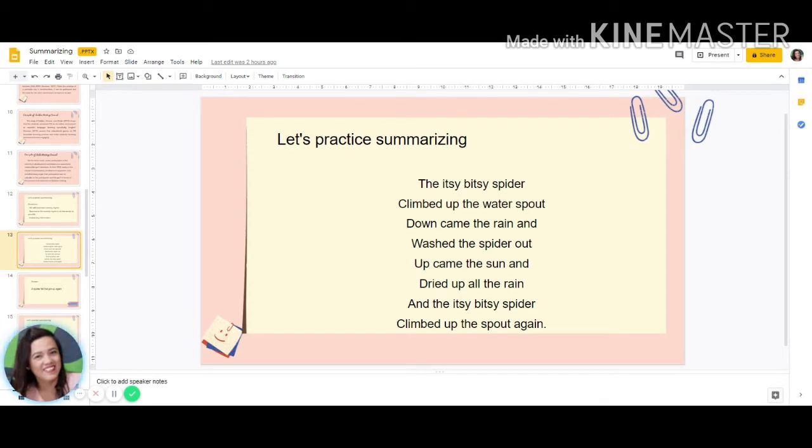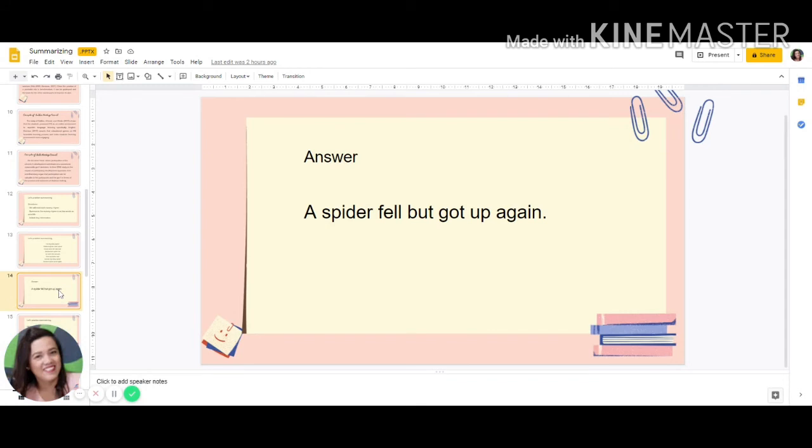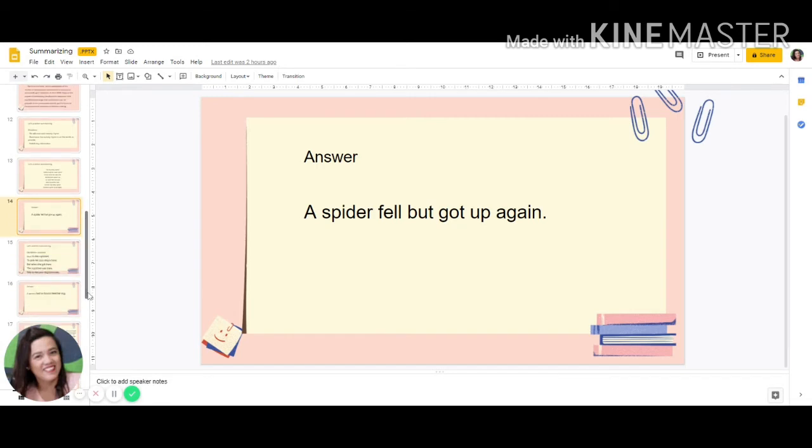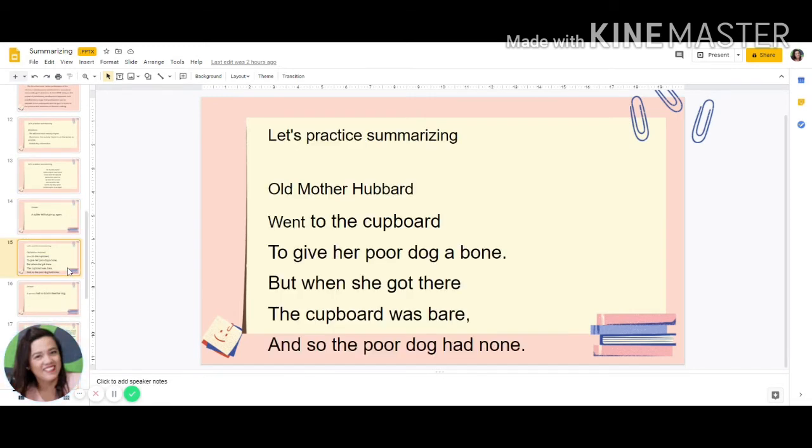So how many lines do we have here? There are 8 lines. And how can we summarize this? Let's see. So, a spider fell but got up again. How about this next example?